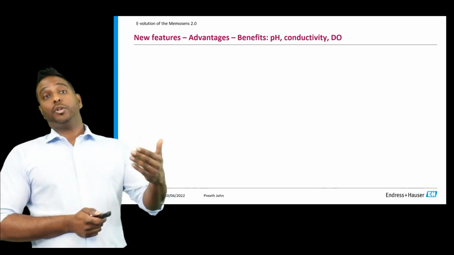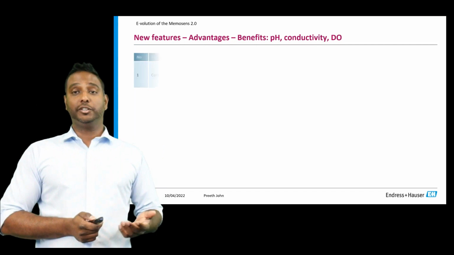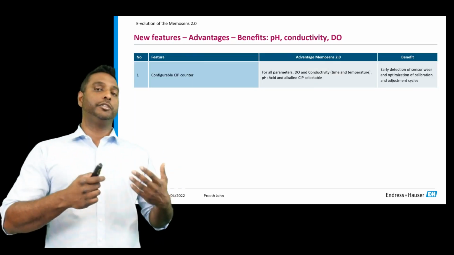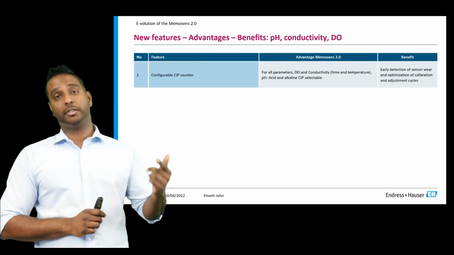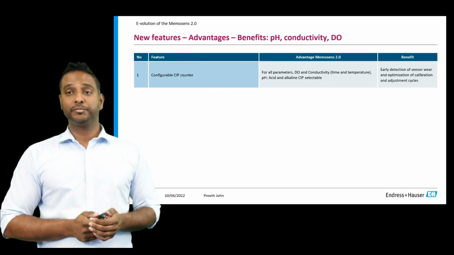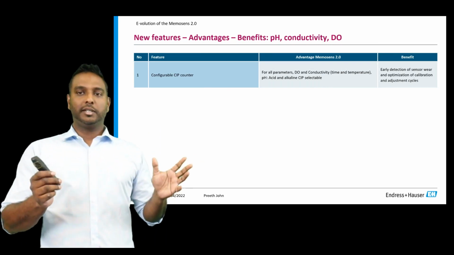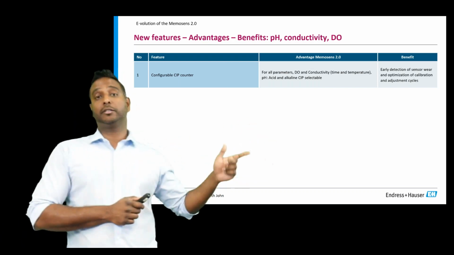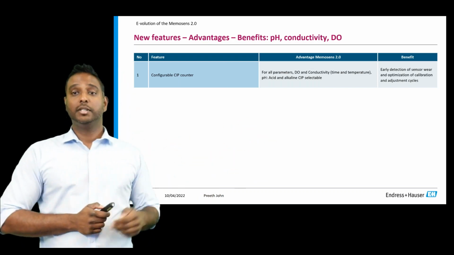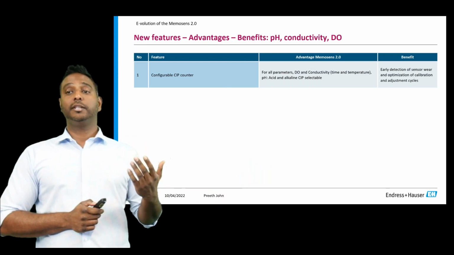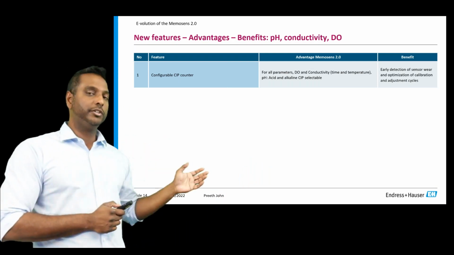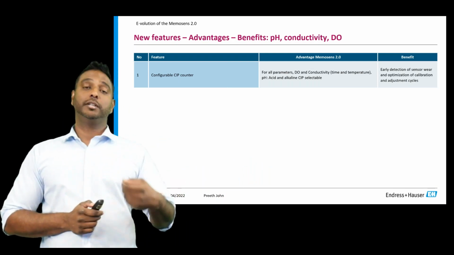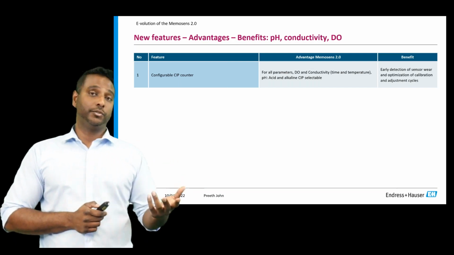So let's just get straight into the new features. What are you going to see when you're using a Memosens 2.0 as opposed to a Memosens first generation model? There is a lot of detail in the upgrades, but we'll keep this relatively brief for the overview across the pH, conductivity, and dissolved oxygen. So first things first, the new software will mean that if you want to use these new features, you will have to upgrade your transmitter, namely the CM44X mods.